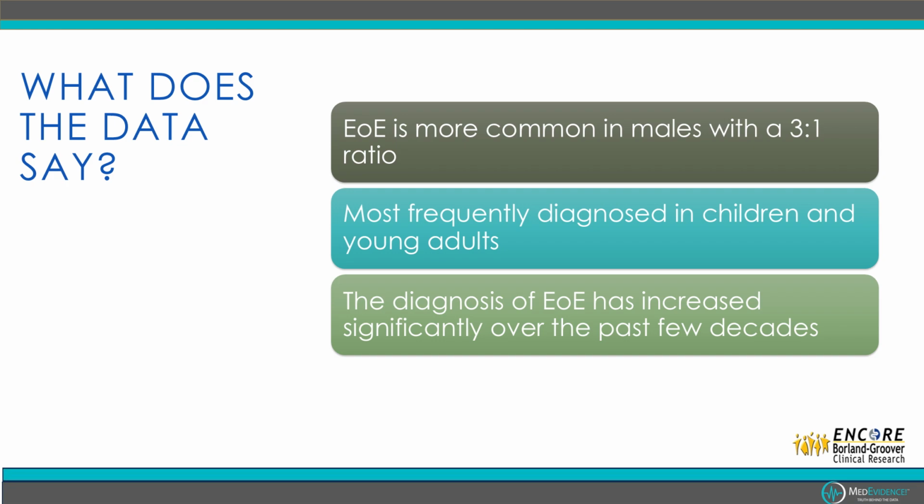All right, and so what does the data say? Who are the patients that typically have the disease? It has more commonly been a disease in men. It's about an 80% prevalence, so much more common in men. It's often frequently diagnosed in the younger population, so children and young adults.